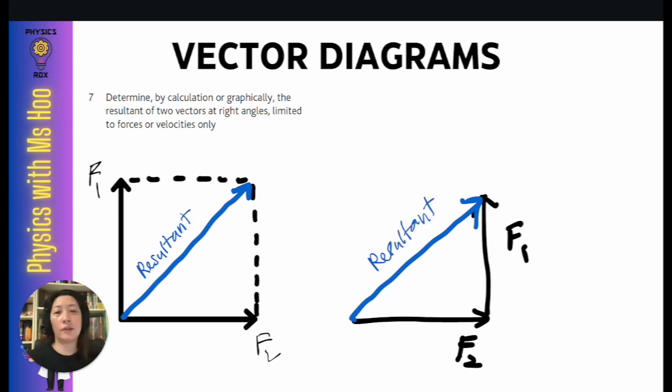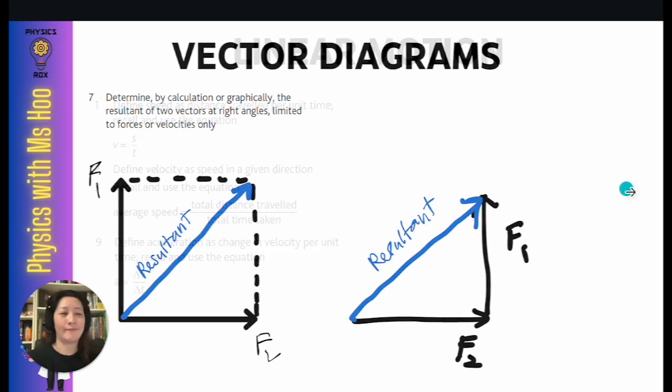If you were solving this graphically, same thing, you would measure out the length of these arrows based on the scale provided, and to get the answer for the resultant, measure the length and use the scale to get the actual value. If you were calculating it out, again, you see this is a right angle triangle, so use Pythagoras theorem to solve the resultant force.